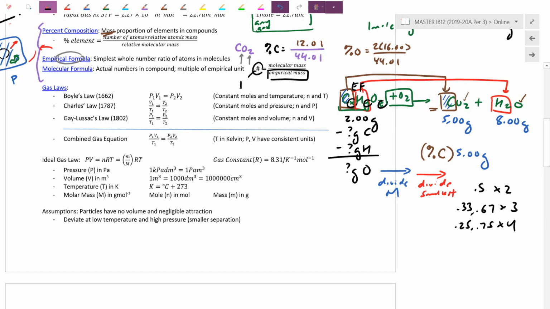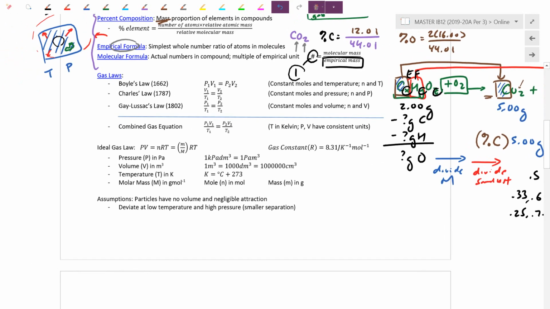Sometimes the real compound is exactly the empirical formula. Sometimes it's double as big. Sometimes it's 5 times as big. At this point, this really should be a whole number. If you're still getting like a 1.33 or 1.5, something went wrong with your empirical formula calculation. So that's a nice review of percent composition, empirical and molecular formulas.